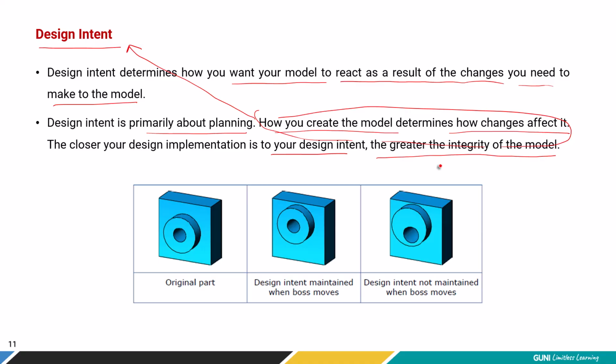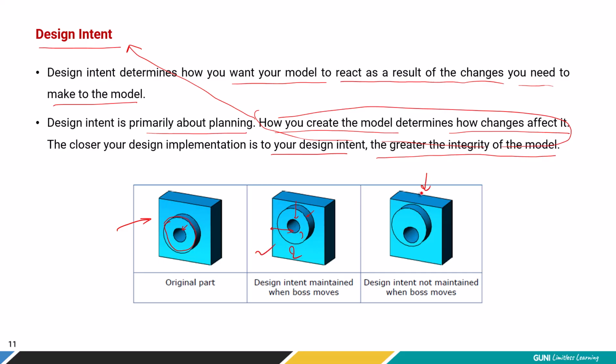Now let's try to understand design intent again through an example. Here there is one block. Exactly in the center there is a cylindrical feature with a hole. Now what is the intention over here? This small hole must remain in the center of this circular feature. In the second stage, I have changed the location of the cylindrical feature, not the hole. So here the hole moves with the cylindrical feature, meaning it remains in the center. So here the design intention is achieved.